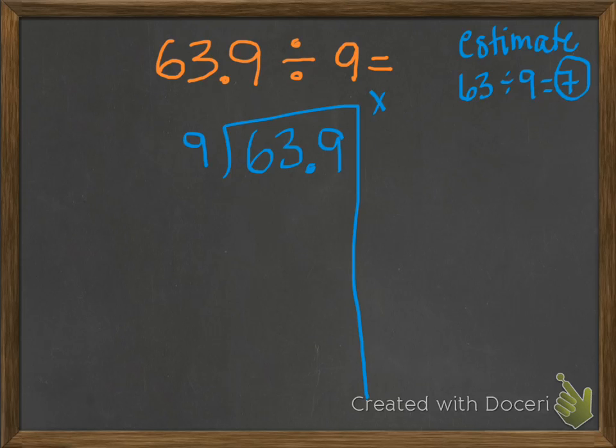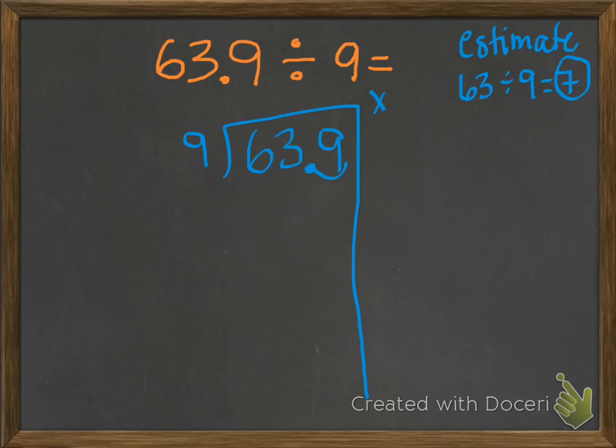So let's give this a try. Now, think back to when you multiply decimals. What do you do with that decimal point? You got it. You take it out. In this instance, we take it out 1 place. So instead of 63.9, now we're just going to divide 639 by 9. And then when we're done, we'll put the decimal point back in.